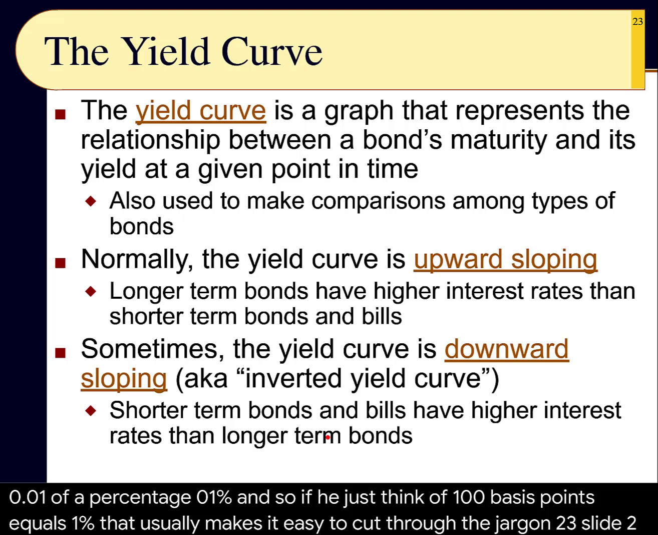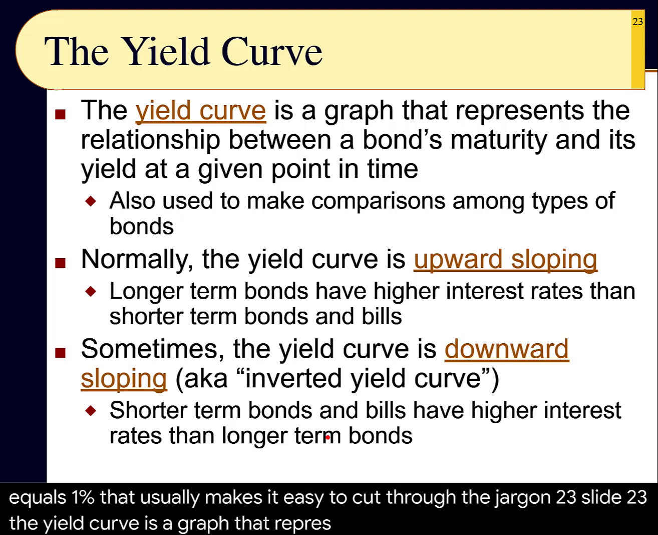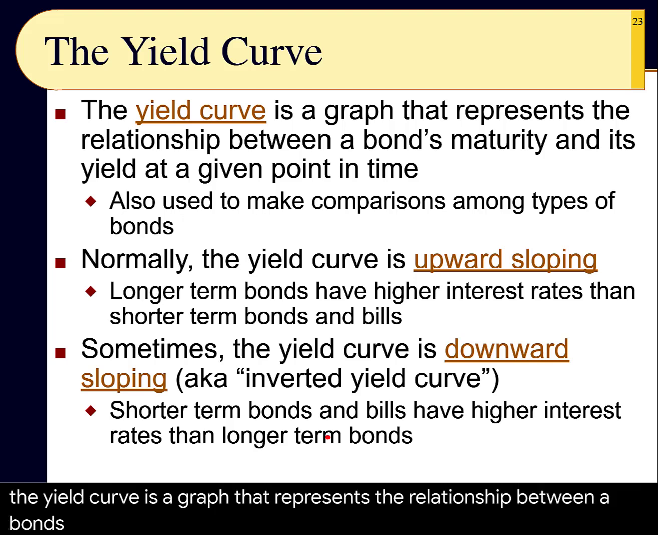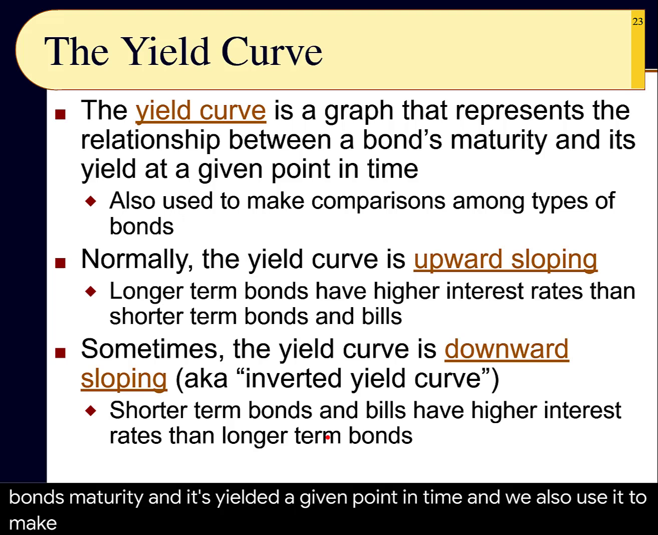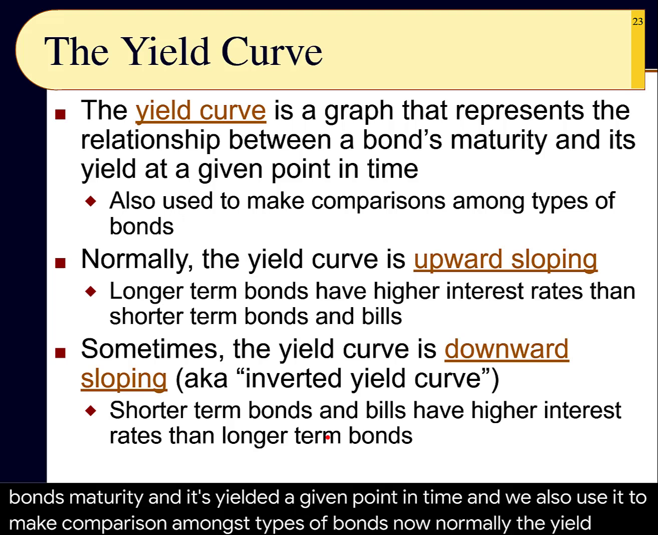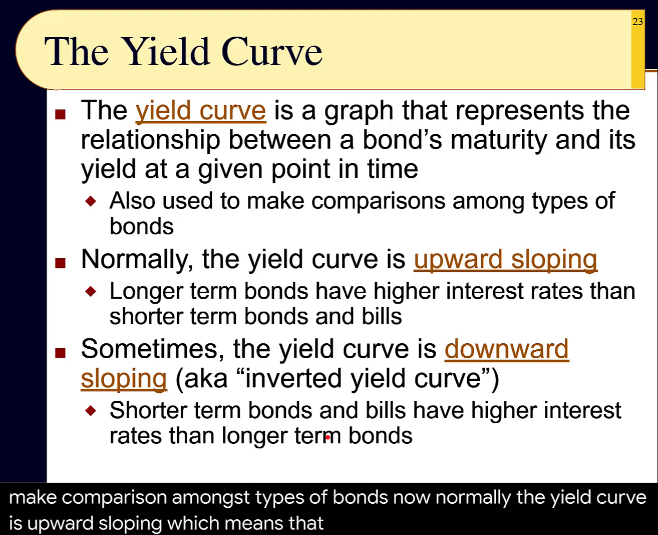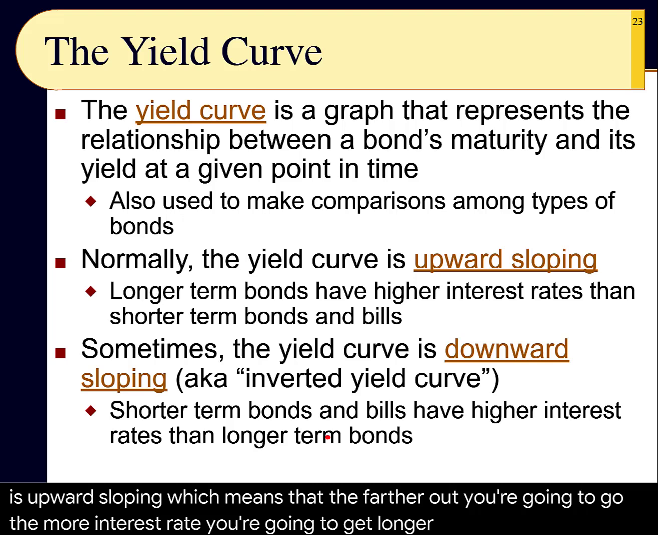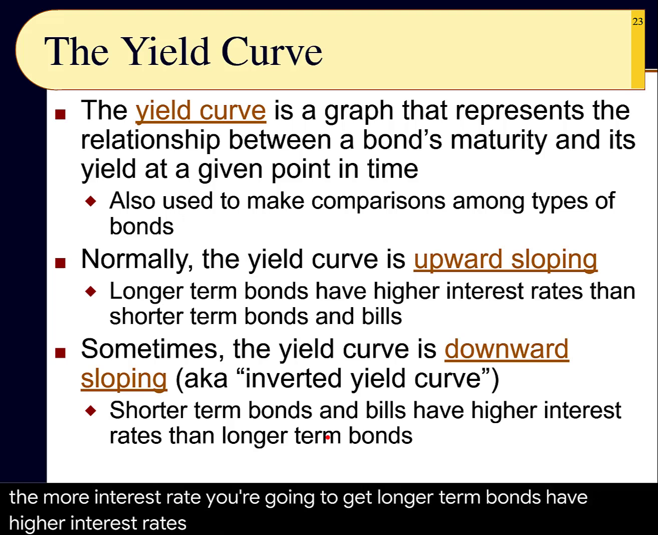Slide 23. The yield curve is a graph that represents the relationship between a bond's maturity and its yield at a given point in time. And we also use it to make comparison amongst types of bonds. Now, normally the yield curve is upward sloping, which means that the farther out you're going to go, the more interest rate you're going to get. Longer term bonds have higher interest rates than shorter term bonds and treasury bills.